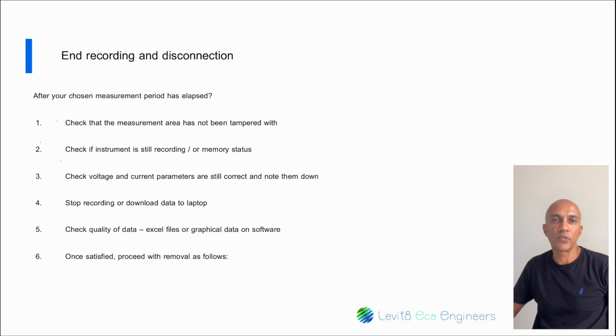Once you are satisfied that your data is good, you can begin the process of removing in the following order. Firstly, switch off the recorder. Put on your required PPE. First and very important, remove voltage connections from the live terminals in the distribution panels. And only once all phases and neutrals have been disconnected, then remove from the instrument. Also remove the CTs from the cables, bus bars, or from behind the panel ammeters and place them safely. Then remove them from the instrument.